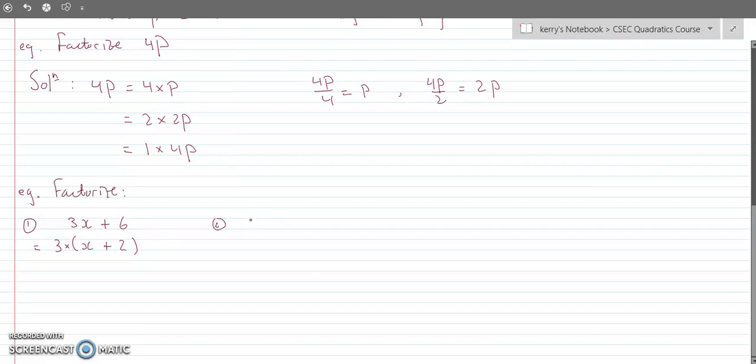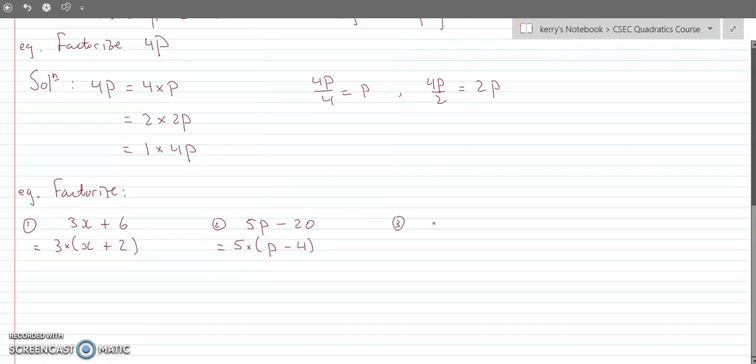Right, let's go again. Let's go with 5p minus 20. What could divide both 5p and 20? 5 could divide both 5p and 20. So 5 multiplied by what will give us 5p? So you take 5p divided by 5 and this will give us p. And 20 divided by 5 is 4. So this gives us 5 by p minus 4. You don't need to have the multiplication sign. You can leave that as is, right? Or you can remove the multiplication sign.